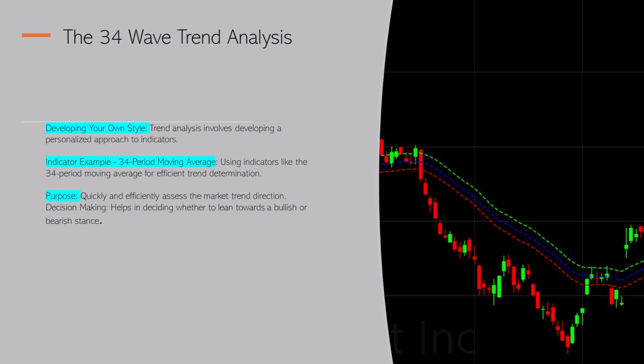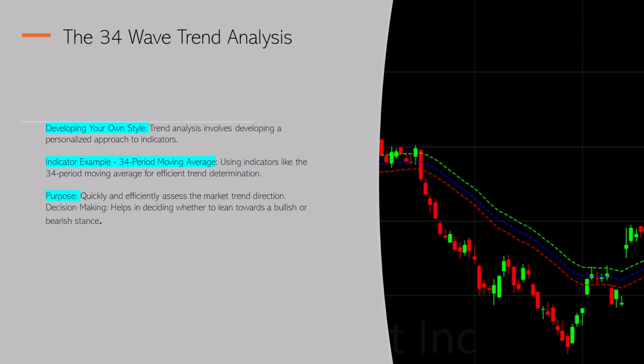Okay, just to go over the 34 wave trend analysis real quick, I just want to make the point to develop your own style. If you're using a moving average crossover, or supply and demand zones, whatever it may be, just use whatever you use for your trend analysis to say, hey, I'm bullish or bearish. I'm just showing you what I use for my sector sorting. It's not written in stone. Just be flexible and use what you feel comfortable using.